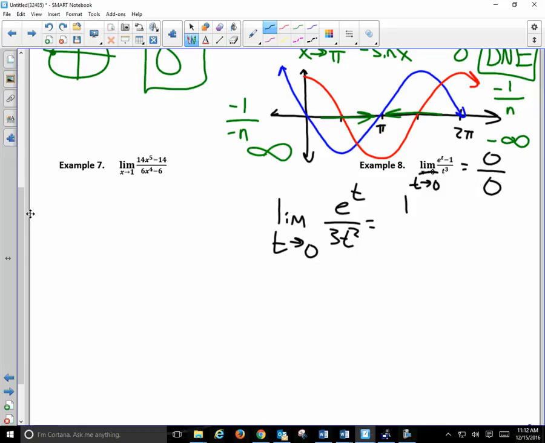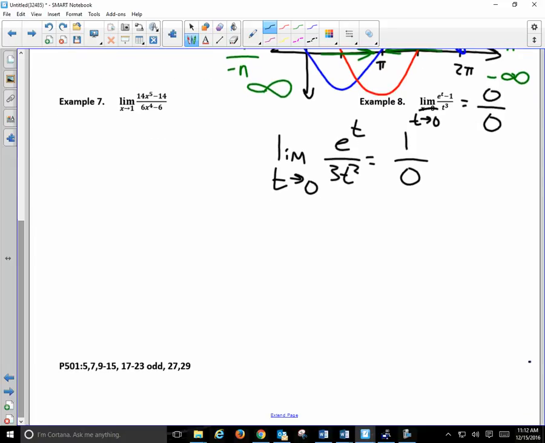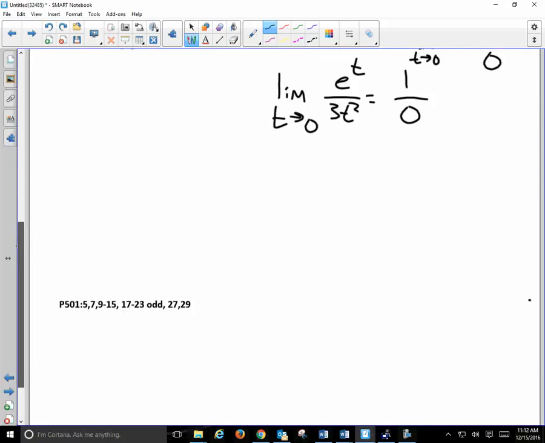And so I plug in 0, and I get e to the 0, which is 1 over 0. Uh-oh. Does L'Hopital's rule apply here? No. So let's consider the graphs.